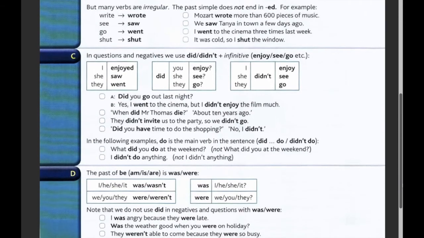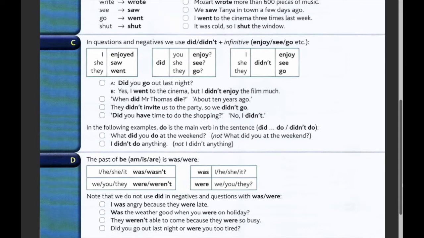Now let's go to section C. In questions and negatives, we use did, didn't, plus infinitive: enjoy, see, go, etc. So, what the author is saying here is that we use the past structure in the auxiliary verb, not in the main verb. For example, let's read along. Did you go out last night? Yes, I went to the cinema, but I didn't enjoy the film much.